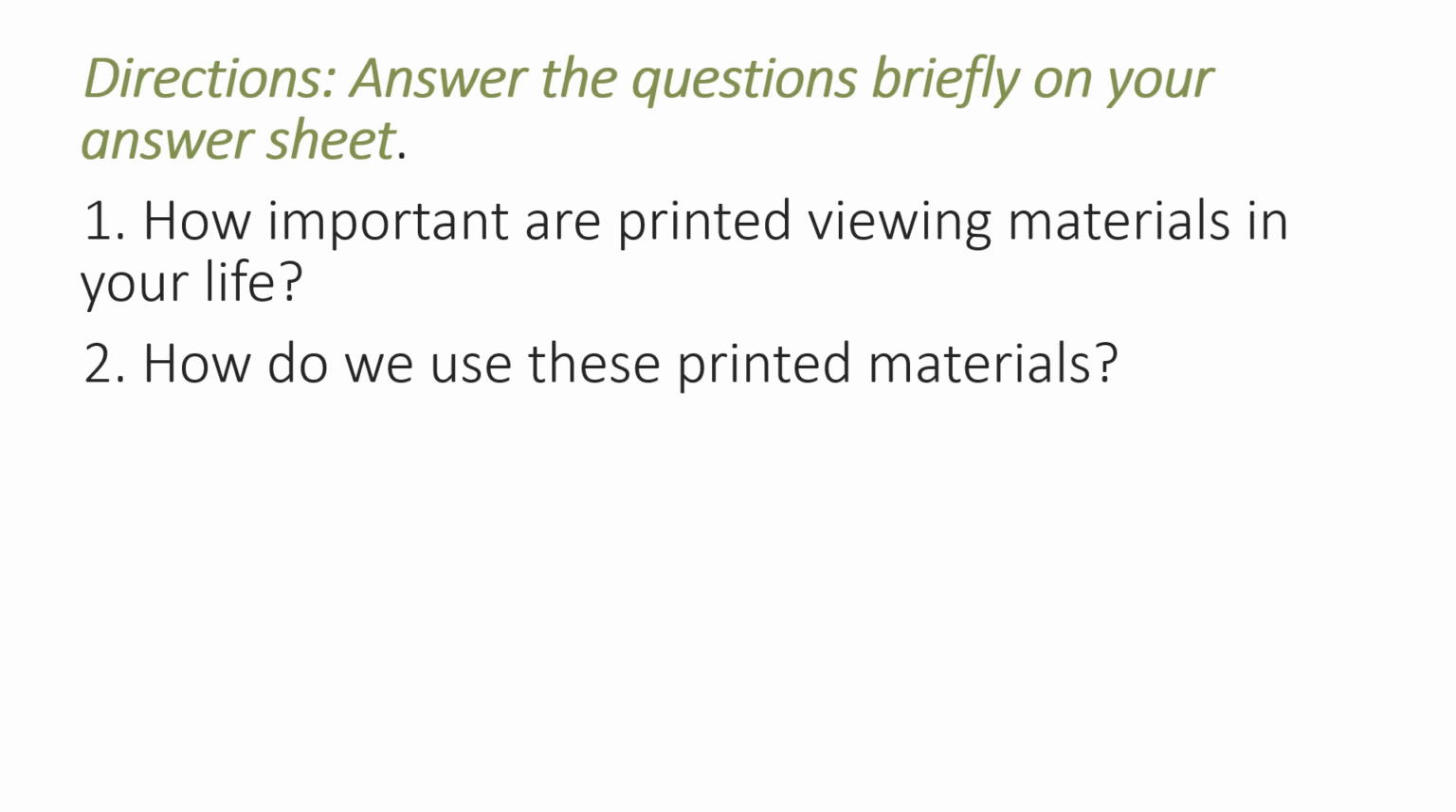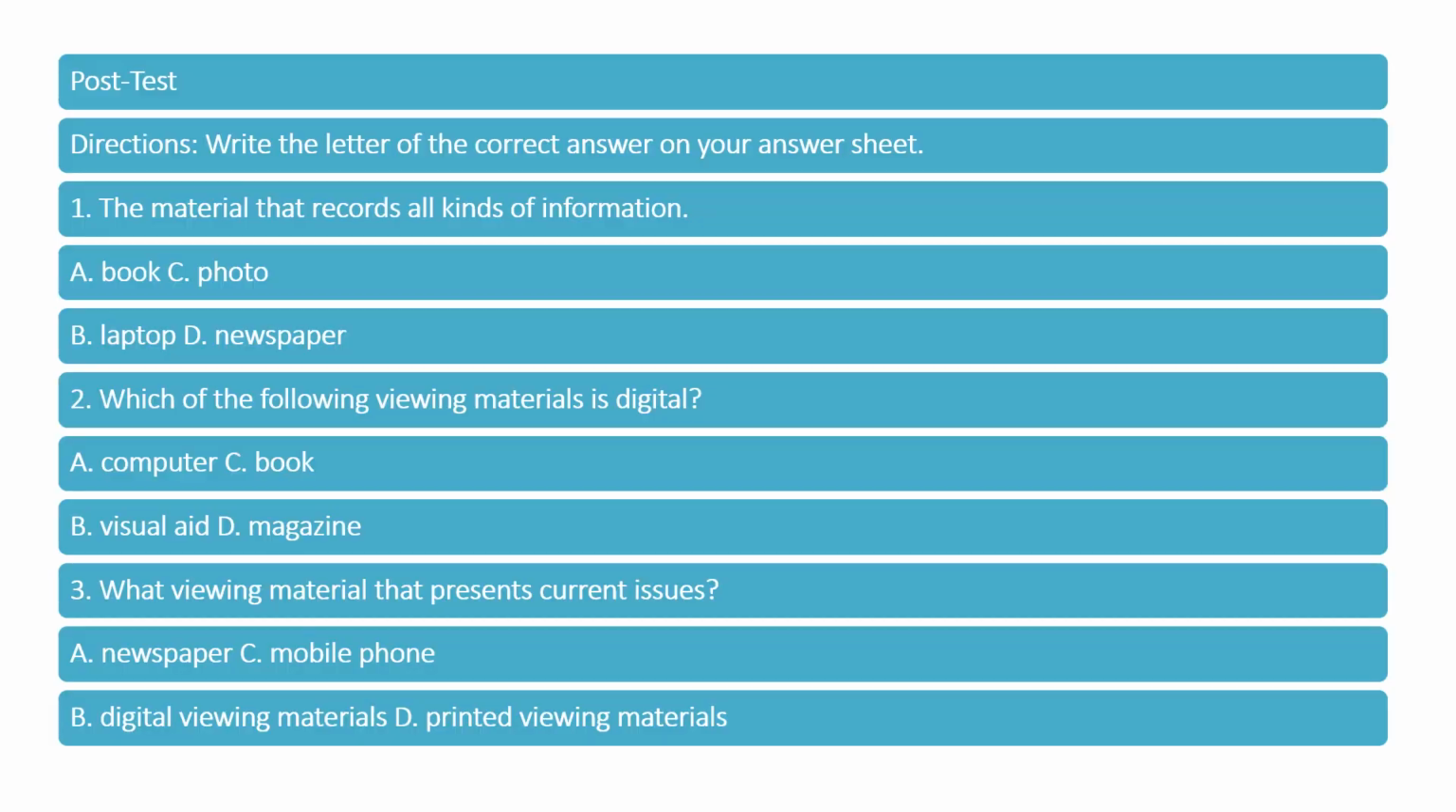Now, let us check how much you have learned from our lesson for today, which is the viewing materials. Number 1, you answer the post test. Number 1, the material that records all kinds of information. A, book. B, laptop. C, photo. D, newspaper. The answer is letter A, book. Number 2, which of the following viewing materials is digital? A, computer. B, visual aid. C, book. D, magazine. The answer is letter A, computer.